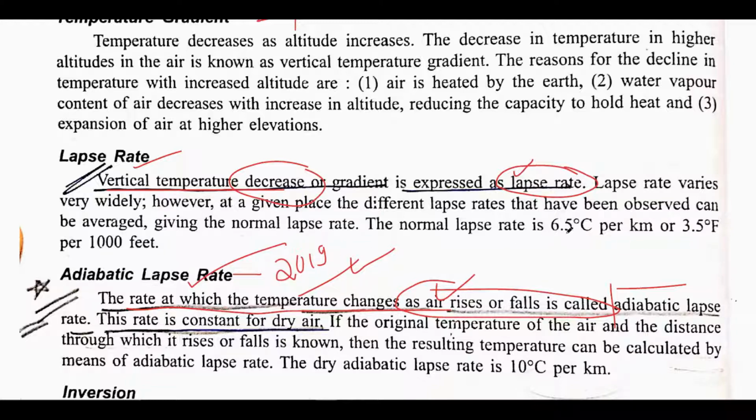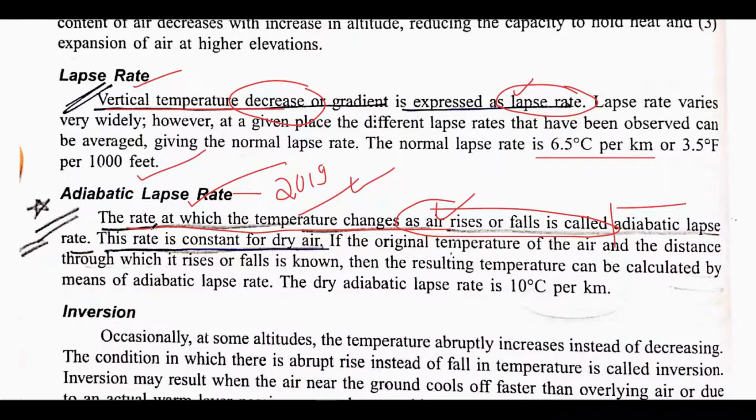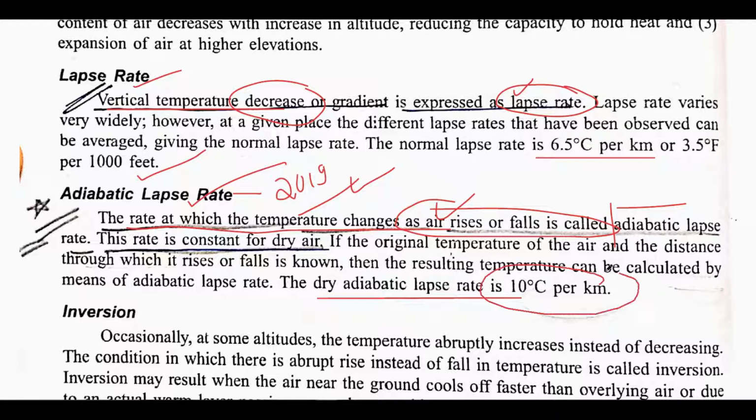Also remember that the normal lapse rate is 6.5 degrees Celsius per kilometer, or it might be written as 3.5 degrees Fahrenheit per 1000 feet. While the adiabatic lapse rate, in the case of dry adiabatic lapse rate, is 10 degrees Celsius per kilometer, while in the case of wet, it is about 5 degrees Celsius per kilometer.